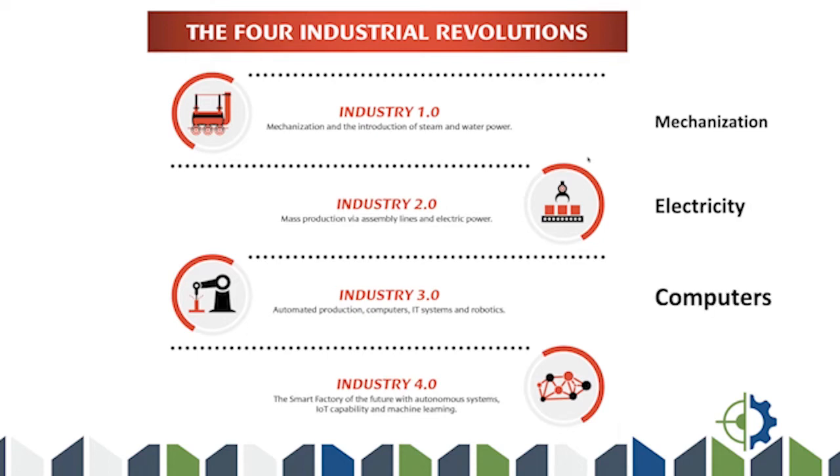That really came around in the 80s and 90s and continues today with automated production, computers, IT, robots, etc. And the fourth stage is what a lot of people think of as the smart factory of the future, autonomous systems, but it has a lot to do with IoT, Internet of Things, and machine learning, and it's really based on data, depending on where you are in the world.